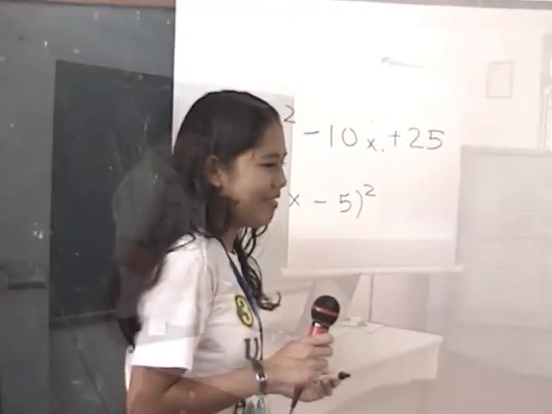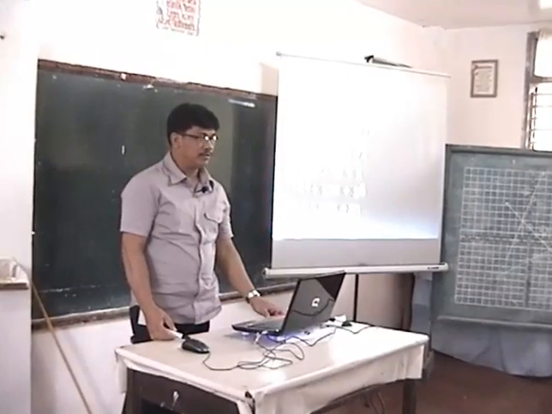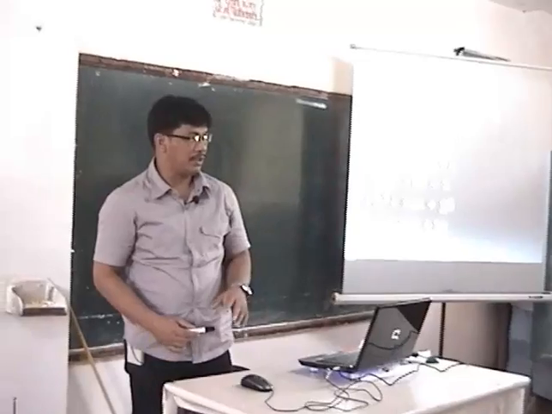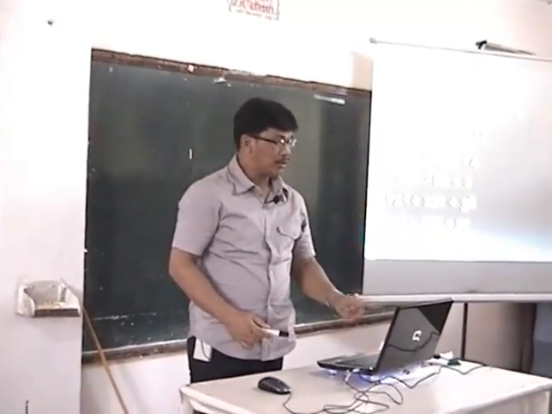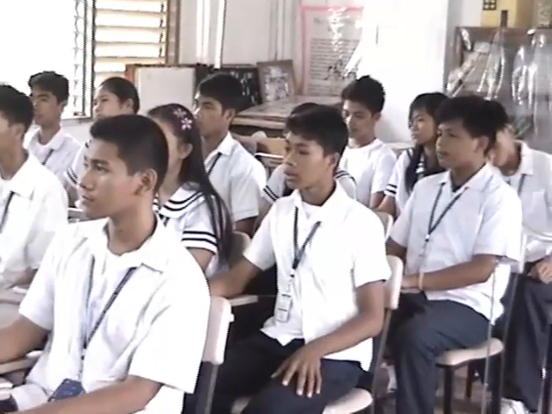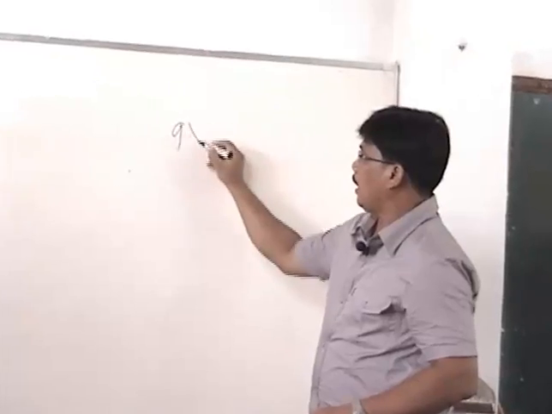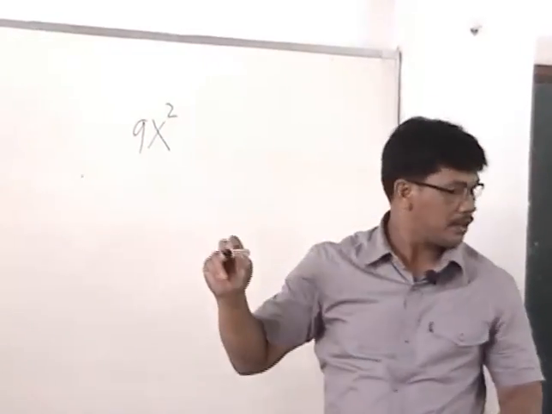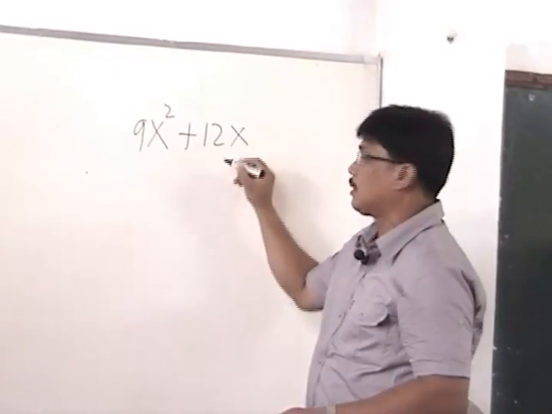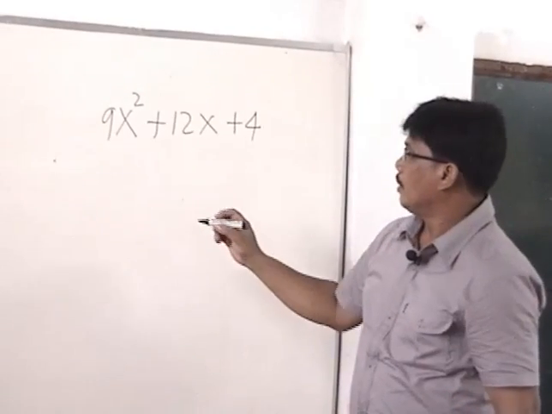Okay. So class, before we go to the next kind of factoring, let us recap what you have stated a while ago on how to factor perfect square trinomials. Okay? So let us consider 9x squared plus 12x plus 4.